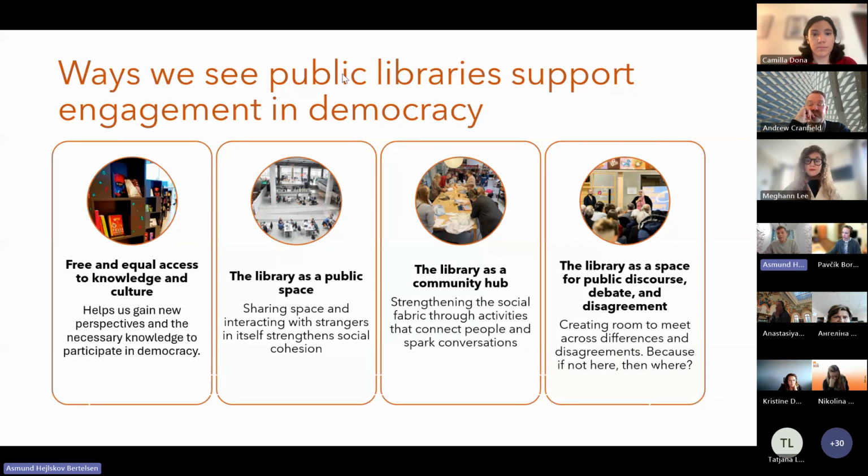And fourth, we have the library as a space for public discourse, debate, and disagreement. And we strive to create room where we can meet across differences and disagreements. And as I said before, if not here, then where? So we try as much as possible to invite in all kinds of public debates, and also to talk about the things that separate us and the things we disagree upon.